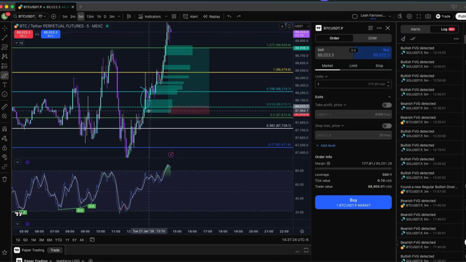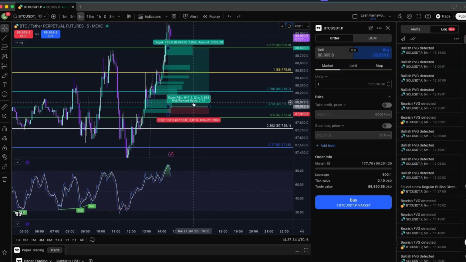Could we come all the way back down to this fair value gap? Yeah, that's why I put it a little bit below that. But we have our 0.618 area here too. And this actually would have been a sweet trade at 7 risk reward ratio.